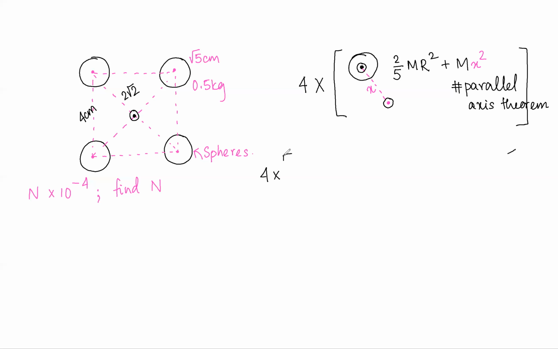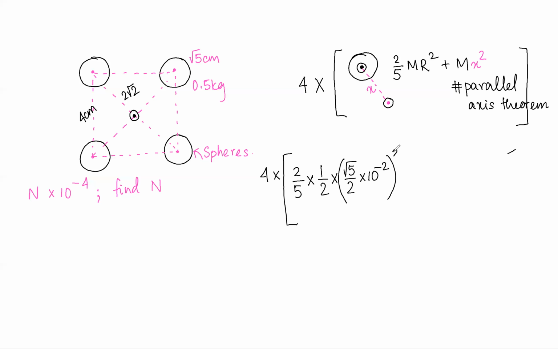by 4. So that is 4 times the moment of inertia of a single sphere, which is equal to 2 by 5, multiplied by the mass of the sphere, which is 0.5. So I'll write it as 1 by 2. Mass of the sphere is 0.5, right? 1 by 2 multiplied by the diameter of the sphere, which is root 5 centimeters. So the radius of the sphere is how much? Root 5 divided by 2. Keep in mind this is centimeters. So this is into 10 to the power minus 2 meters.